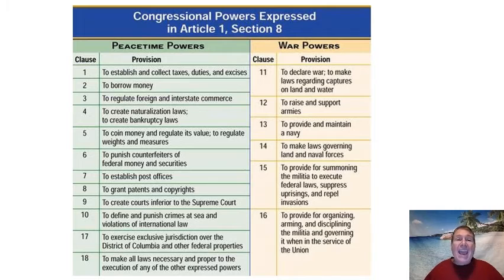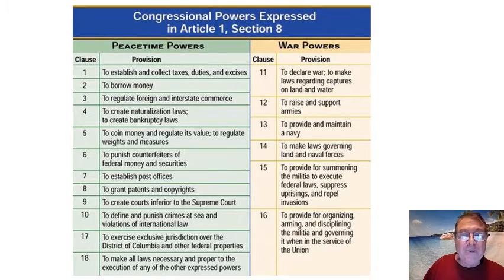So what Congress can do is described in Section 8. And in Section 8, there's basically some things they can do in peacetime and some things they can do in wartime. In peacetime, they can basically raise and spend tax money. They can borrow money. They can regulate foreign and interstate commerce. That is, they can make laws about what goes on between the states and what states might send overseas or what you might bring in the country.